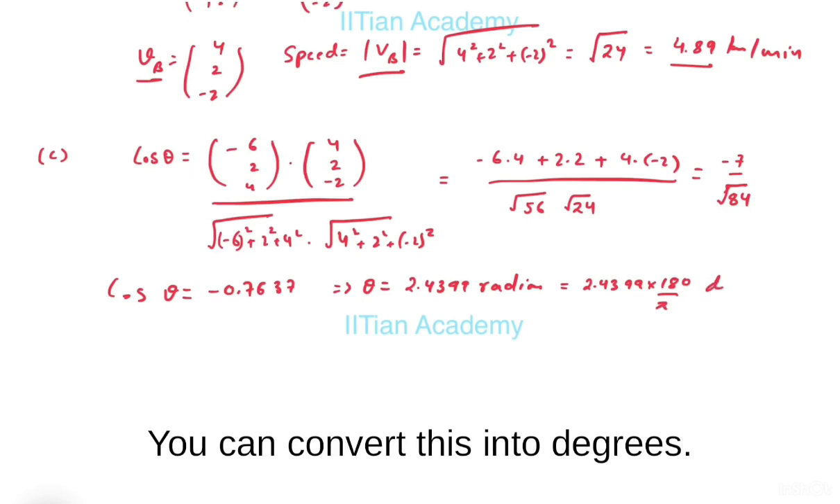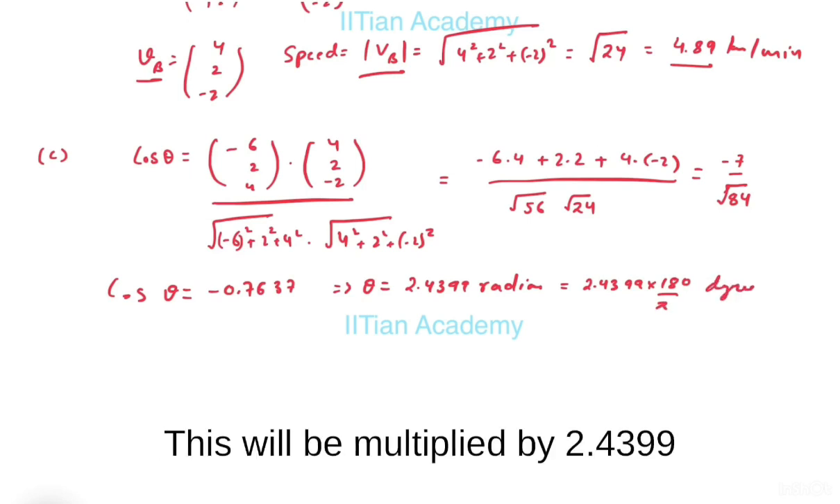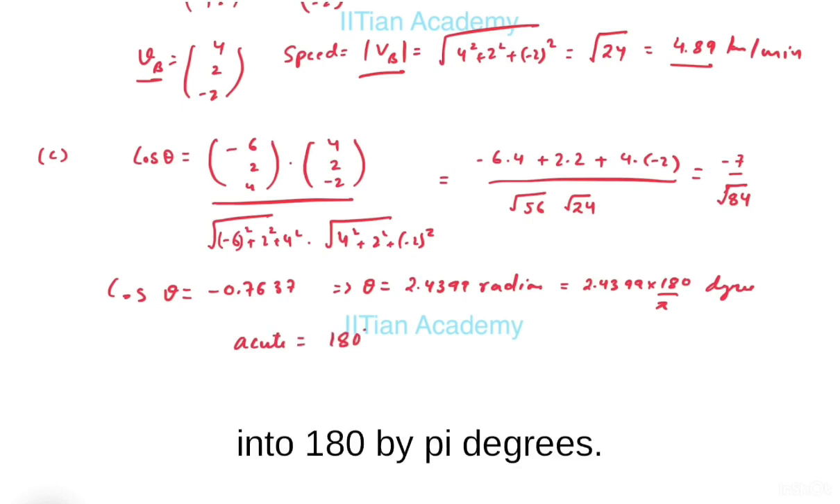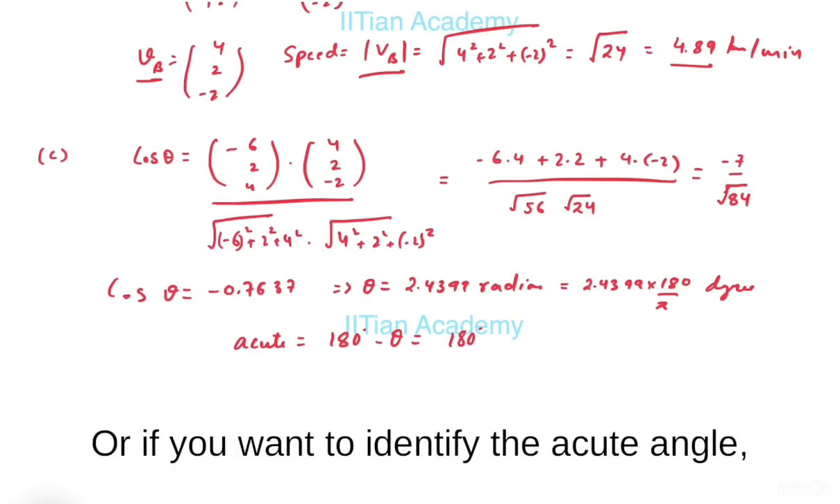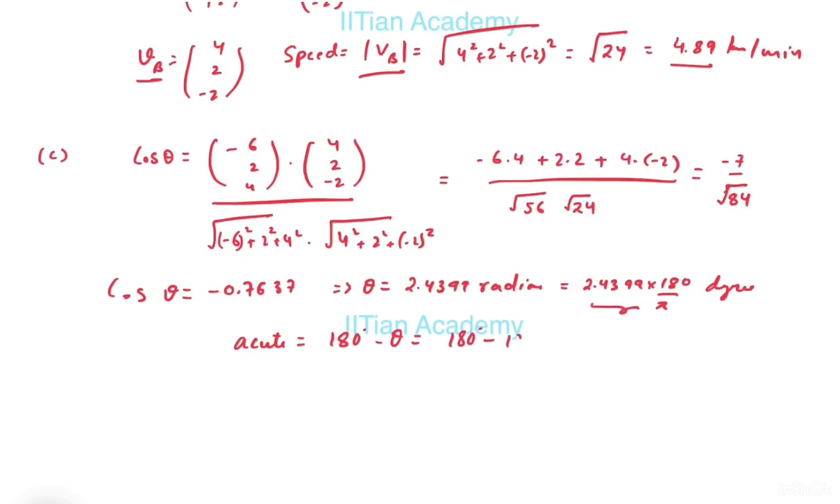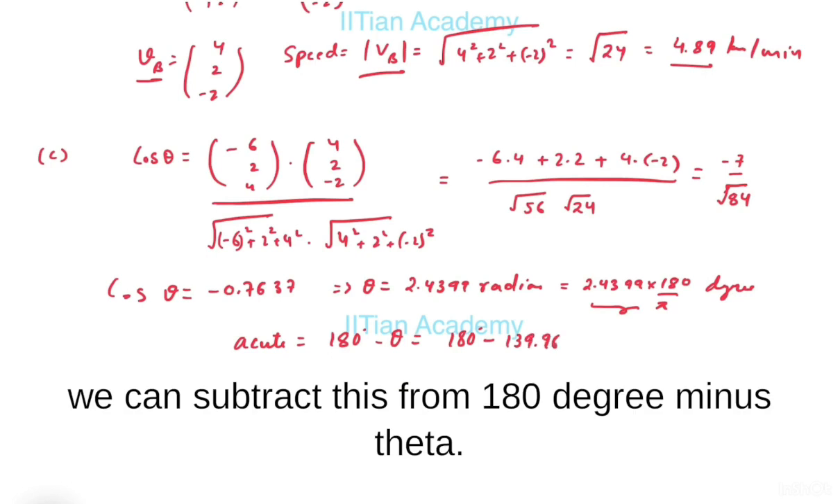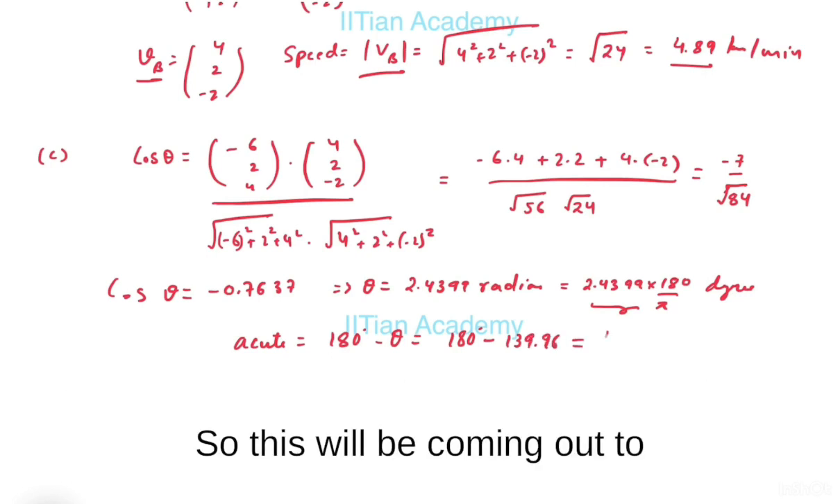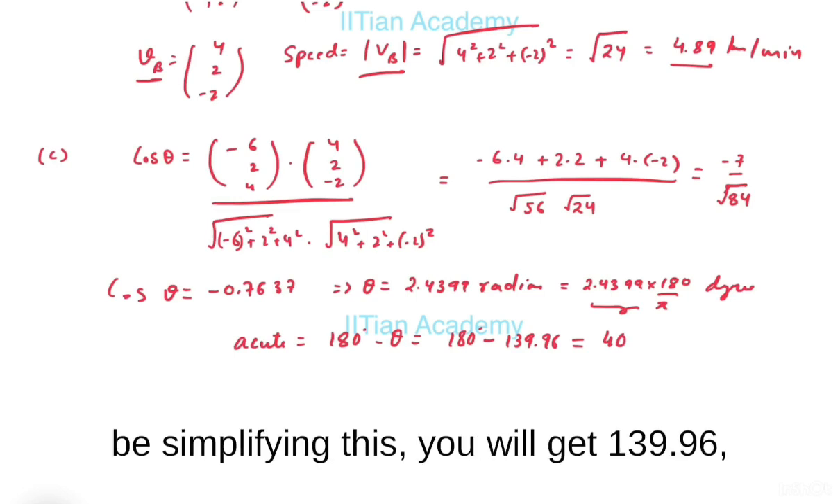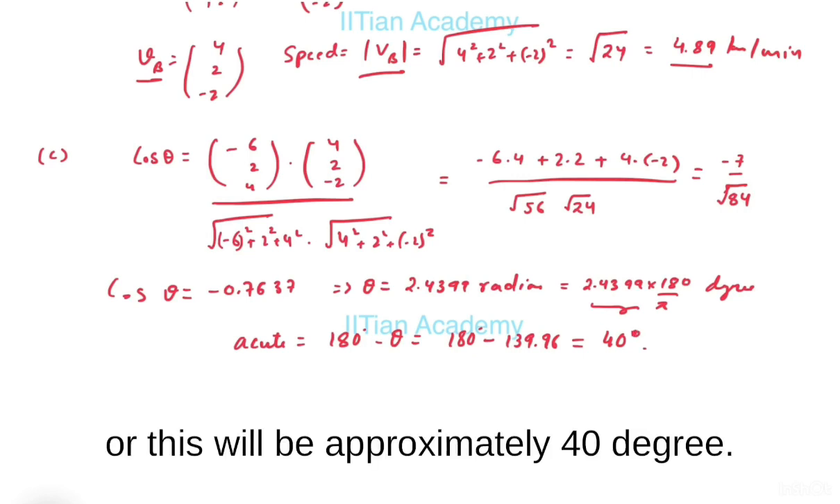You can convert this into degrees. This will be multiplied by 2.4399 into 180 by pi degrees. Or if you want to identify the acute angle, we can subtract this from 180 degrees minus theta. Simplifying this, you will get 139.96, or this will be approximately 40 degrees. Let us move on to the D part.